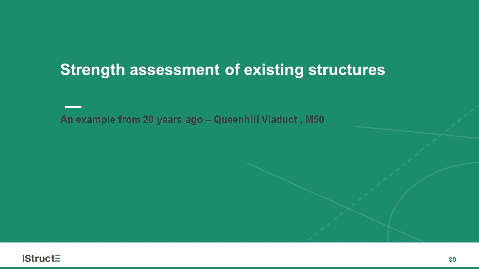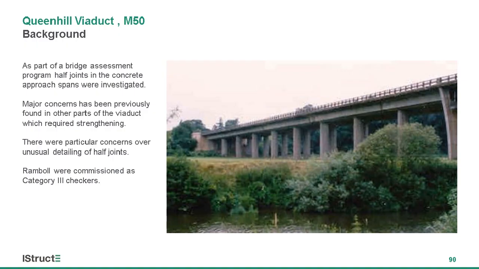Okay, so now I'm going to talk about a couple of examples, and this first one is from 20 years ago, and this was the back end of an assessment program. It's Queen Hill Viaduct, which carries the M50. We were actually Category 3 checkers, and the lead consultant carried out their work using Stratton and Tye kind of principles, and it was about the same time that some commercial tools were emerging to allow us to look at non-linear concrete modeling in perhaps more detail than we'd been able to before. So this was an ideal opportunity to, as checkers, run this kind of analysis and then compare it with classic solutions. And this particular bridge has lots of half joints in it, which are unusual detail, and I'll show you that in a moment.